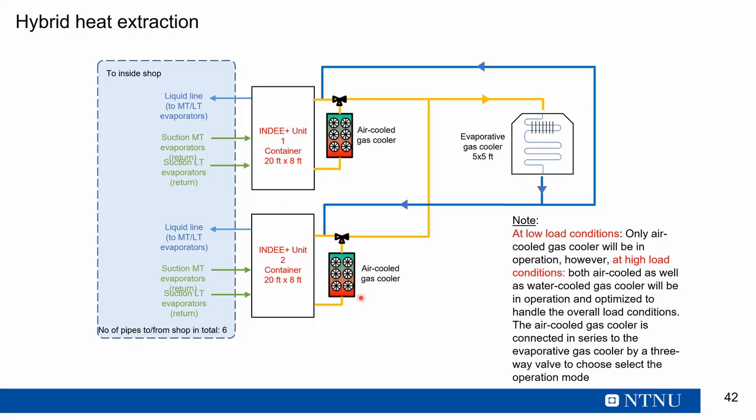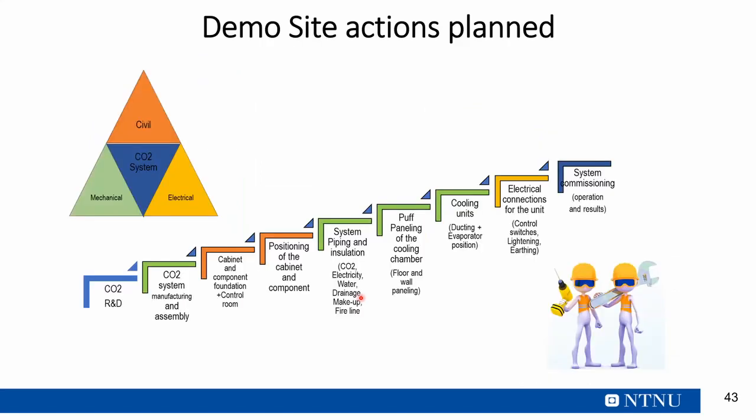This is the action plan which we are planning to use across all four demo sites, which you have already seen. There are different works: civil work, mechanical, and electrical, and combined they make the CO2 system, in a series. The first part would be the R&D of the unit, how the system will be manufactured and assembled, and how the controller room, cabinets, and foundation will be handled in the mechanical room or premises, in the hotel or in the supermarket.